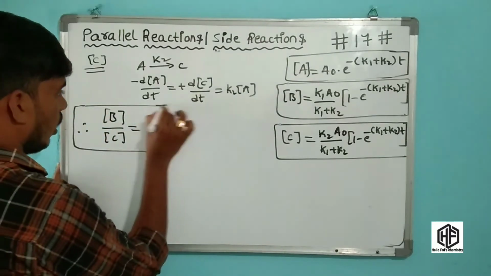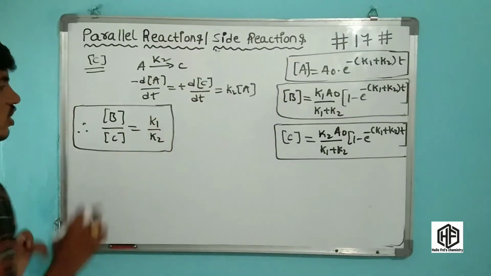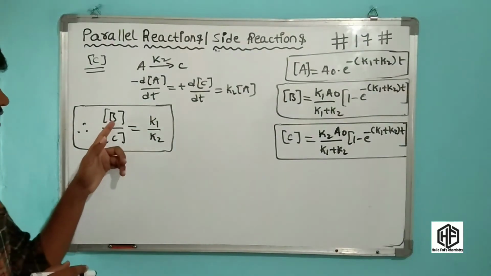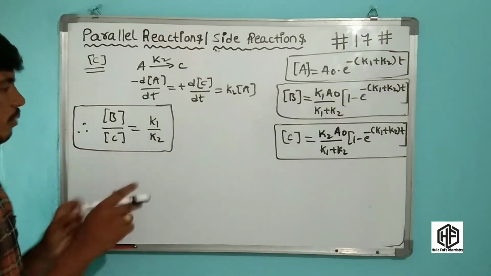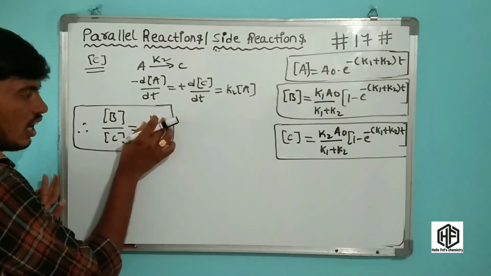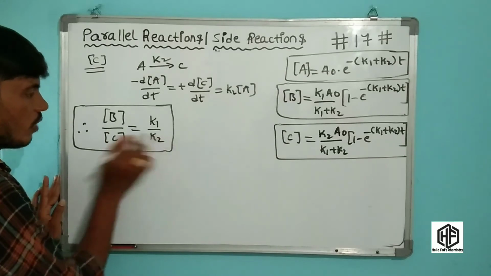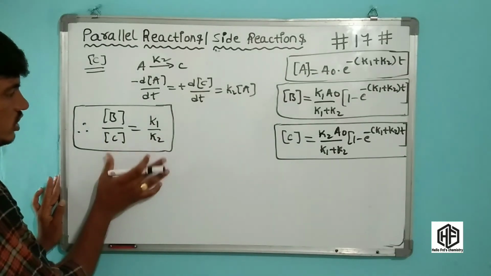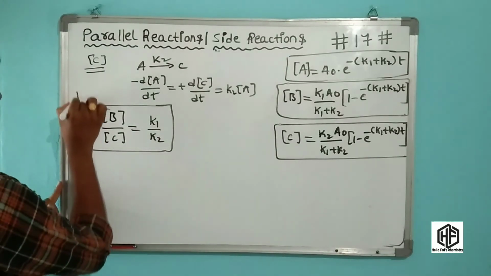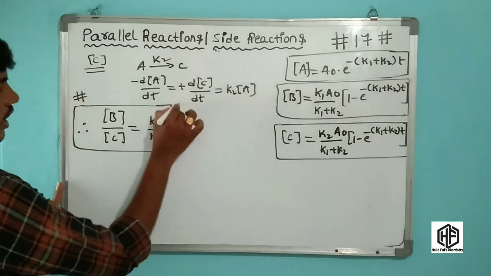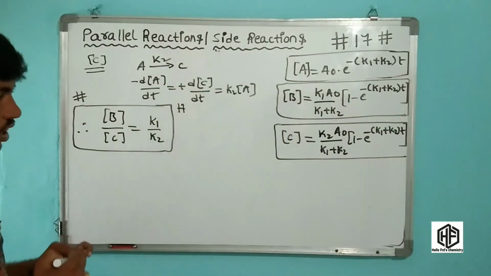From this expression, what happens, friends? The concentration of B depends upon the rate constant K1. The concentration of C depends upon the rate constant K2. This is an important expression present in the parallel reaction. This is one more important expression.